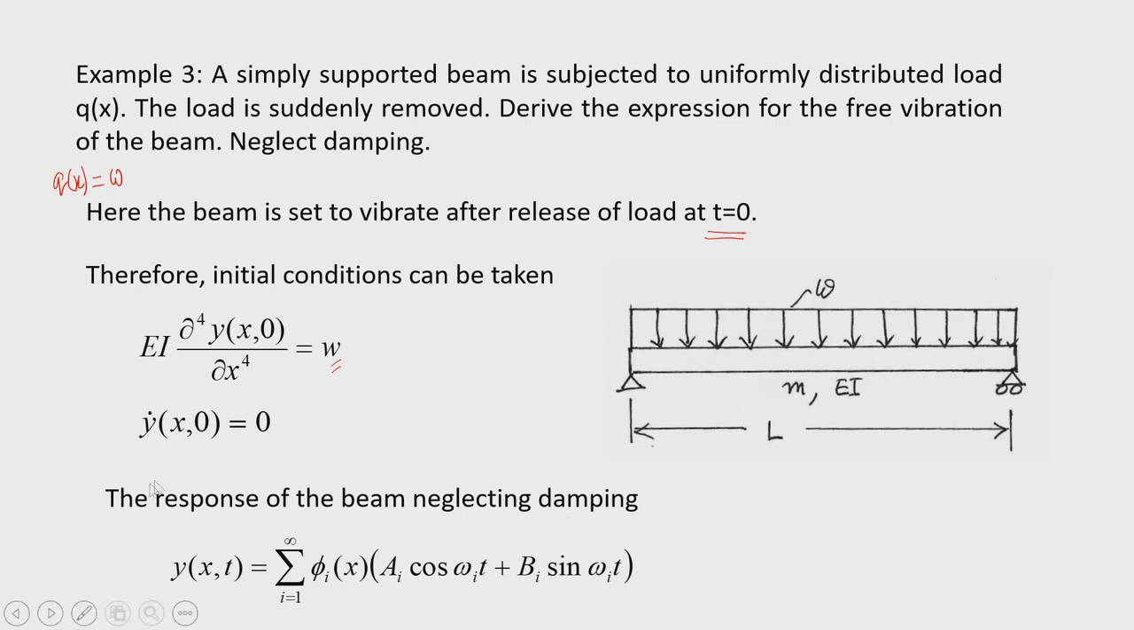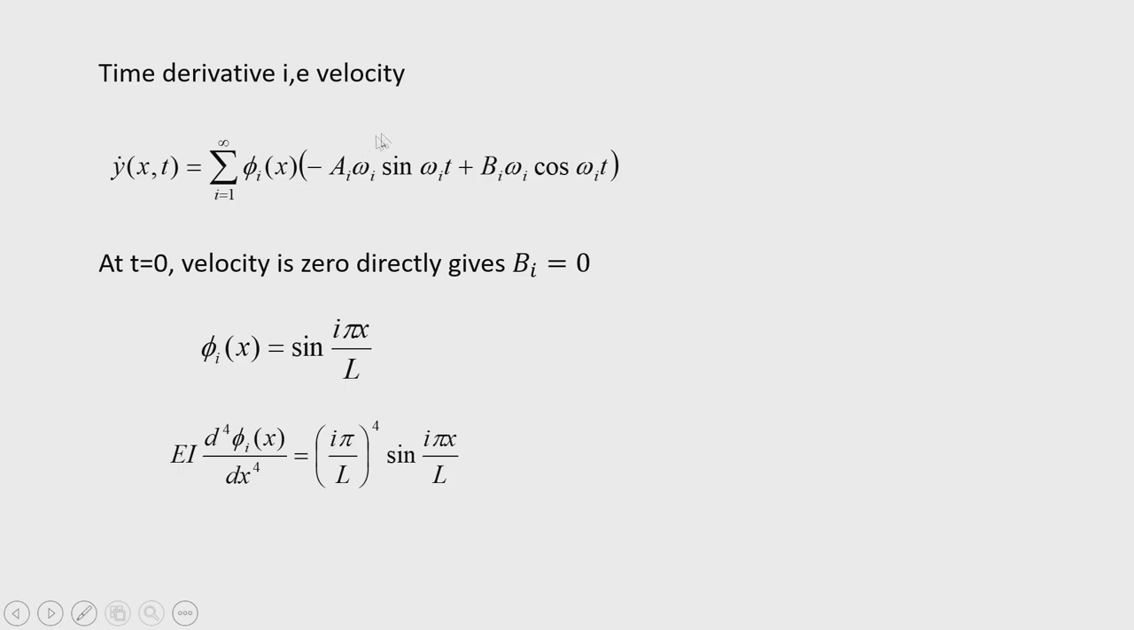Now the same procedure is applied to obtain this ai and bi. Taking the time derivative, that means velocity, we get y dot equal to the summation from i equal to 1 to infinity of phi i(x) into (minus ai omega i sin omega i t plus bi omega i cos omega i t). At t equal to 0, velocity is 0, so we get directly bi equal to 0. And hence, this is the mode shape function where we took the amplitude of the mode shape as 1.